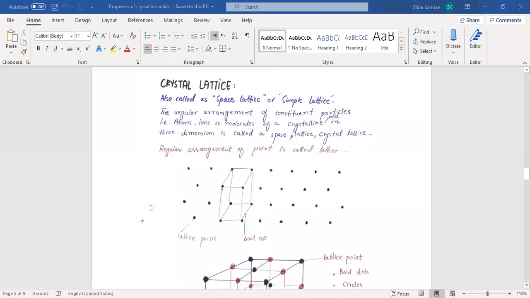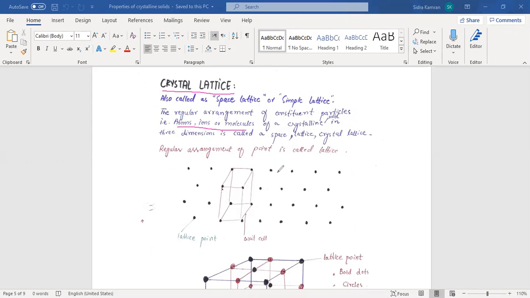Today we are going to discuss the crystal lattice, unit cell, crystal and their classification. So firstly, we are going to start with what is a crystal lattice. You have heard this term before: the regular arrangement of constituent particles, which are atoms, ions or molecules. Any of these can be called constituent particles.